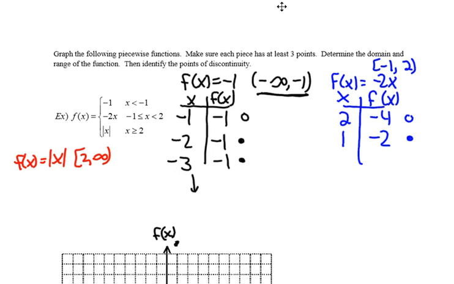Well, what else? 0. That's 0. 0 is in the domain. And negative 1. Now, negative 1 is in the domain, that's a closed circle. Notice you have a beginning and an end, so there will be no arrows here.